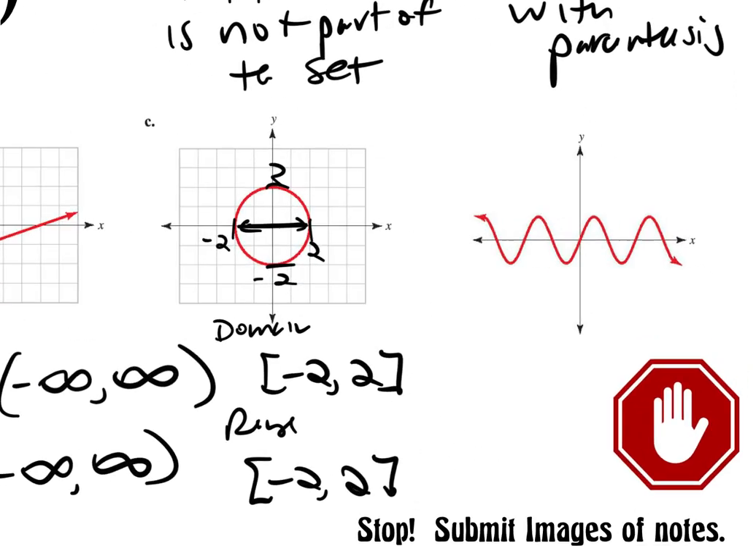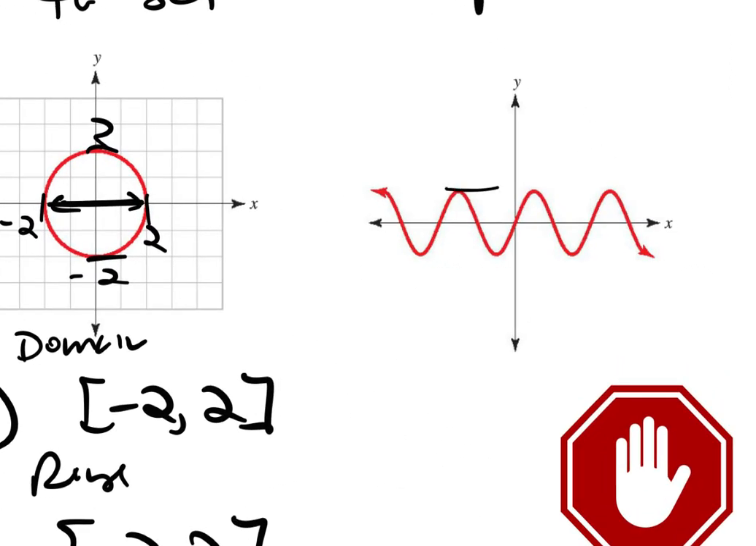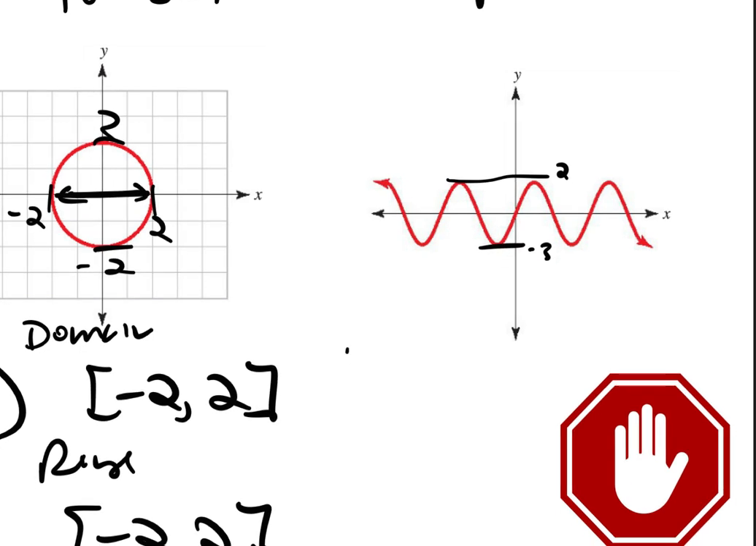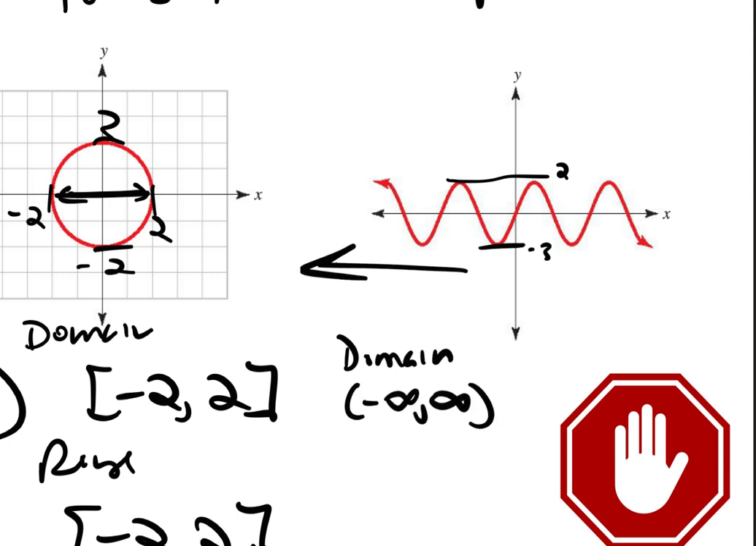Let's say this right up here, let's give these 2 different values. Let's say this is 2 and this is negative 3. My domain is how far left to right, and this is from negative to positive infinity. It goes forever this way, it goes forever that way.